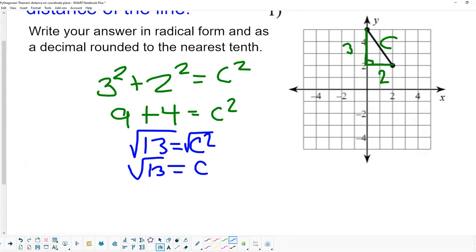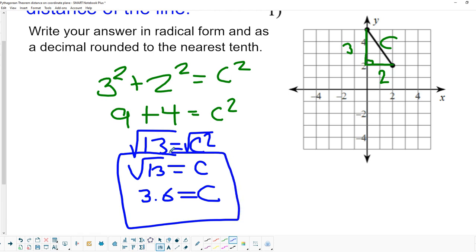If you actually find the square root of that, which I will now do with my calculator, you do 13 square root, and we round it to the nearest tenth, so it's going to be 3.6. So when you're doing your worksheet today, we want you to write both answers. First, the radical form, and then second, the decimal form simplified to the tenths column.